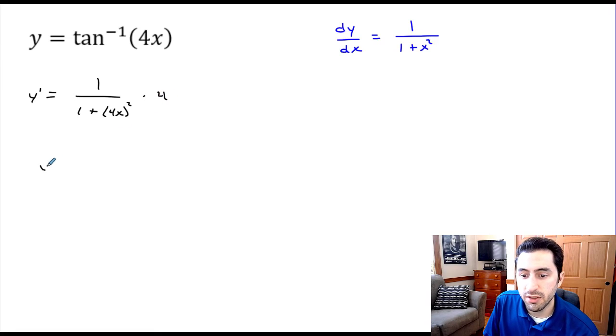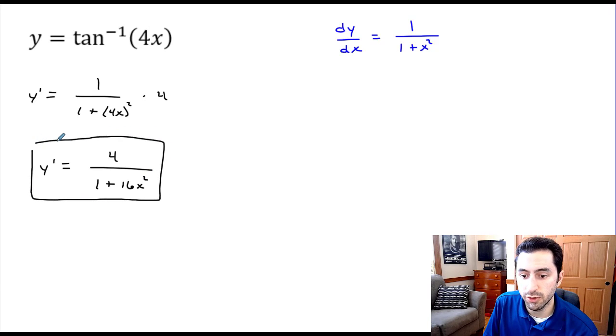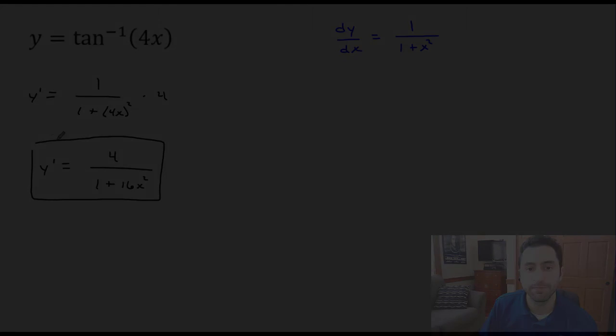And now the derivative of the inside, so the derivative of 4x, we're going to multiply by just 4. And to finish up, to simplify our derivative, I'm going to move the 4 into the numerator. So we get 4 over 1 plus, and then 4x, taking that quantity and squaring it, we get 16x squared. So here's how we find the derivative with a combination of our new rule for the inverse tangent along with our chain rule.